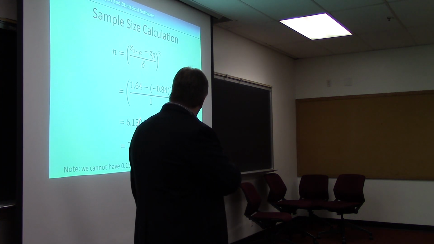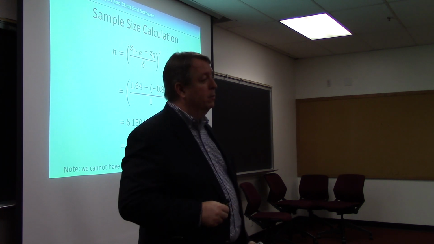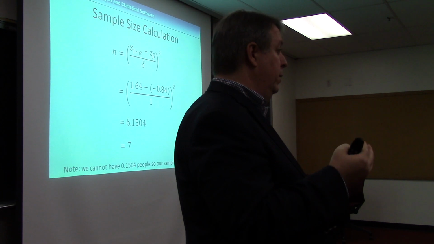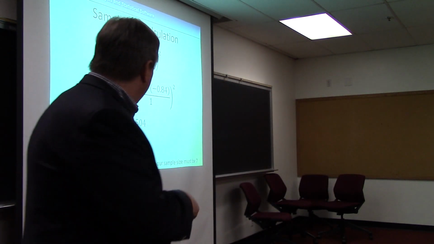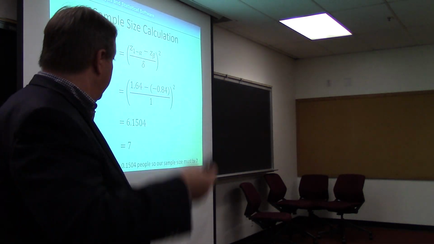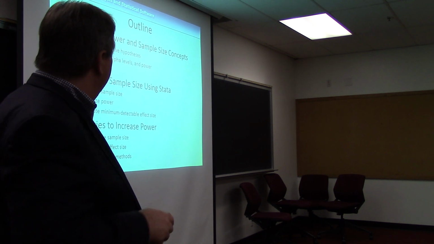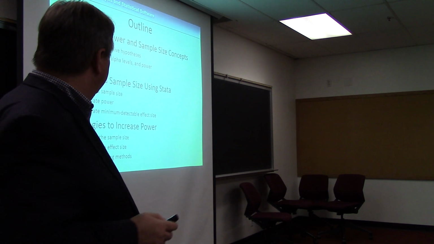So if we do the calculation, this means we need 7 people, not 6. Because if we use 6, we'll have slightly less power than we said we did. So what we'll end up with is actually slightly more power when we bump it up to 7 people. So that's how we would do that just by pencil and paper, and those are some of the ideas.